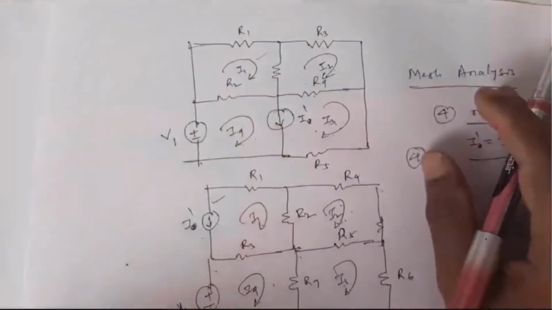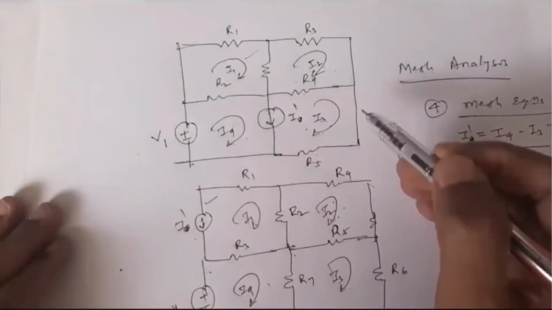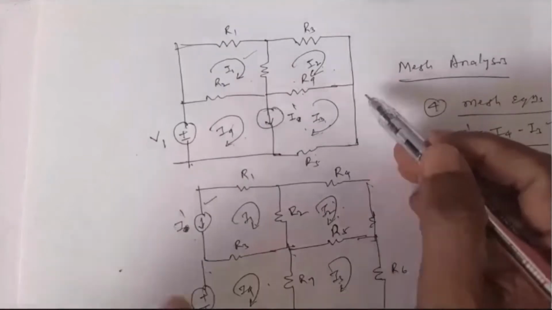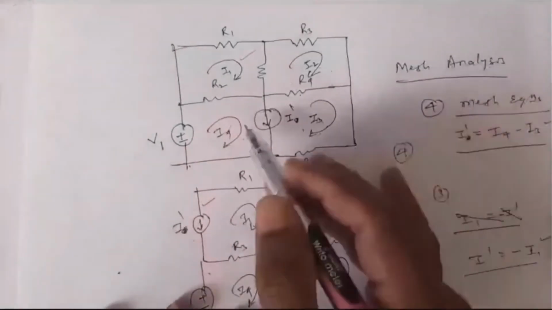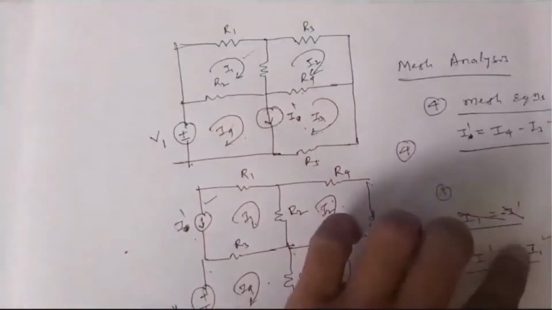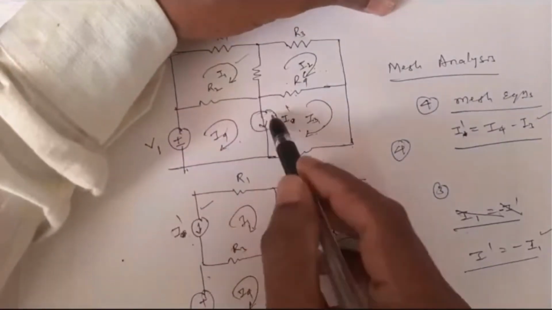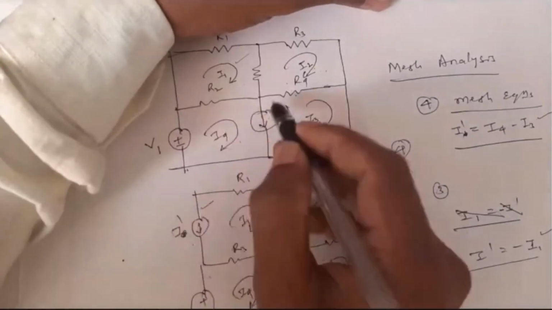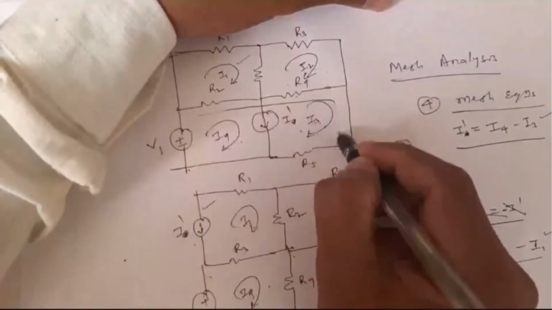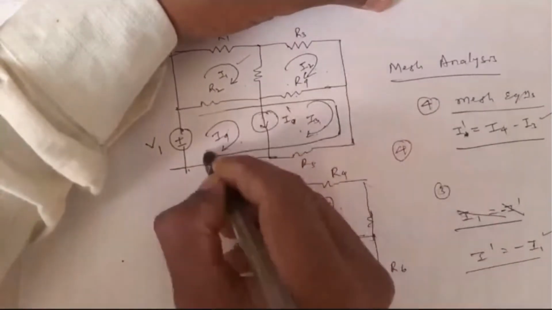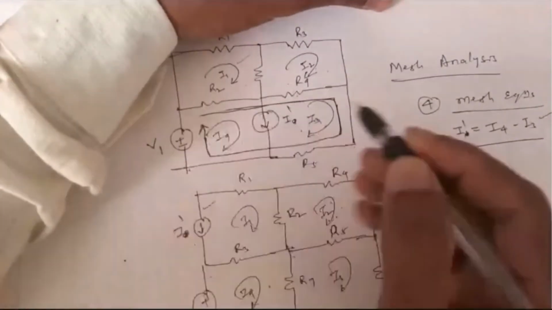And another method is ignoring that particular current source and considering a super mesh which contains that current source. So what's the meaning here? How can I solve this particular network, because I cannot apply KVL to this particular branch? I'm going to consider this particular current source within a bigger mesh which includes this current source. This bigger mesh, I call it a super mesh.